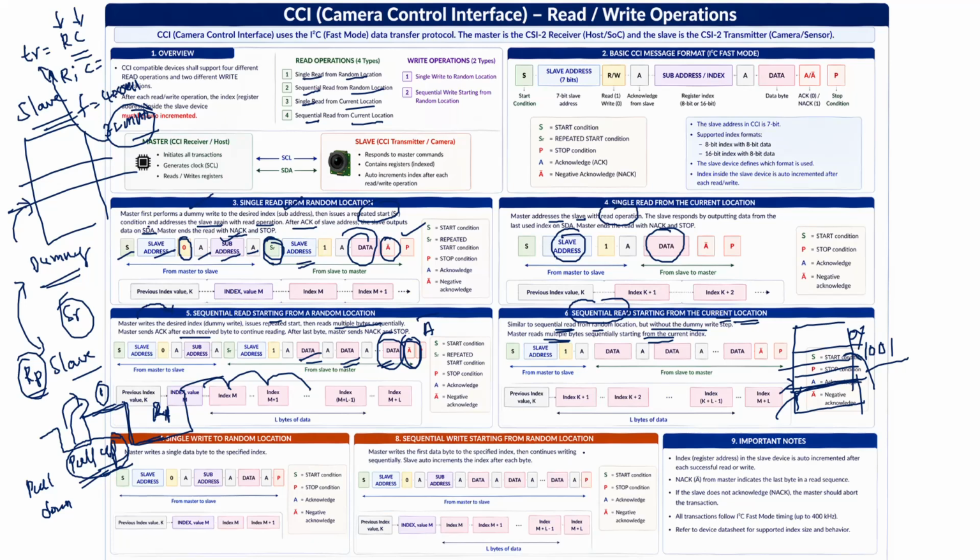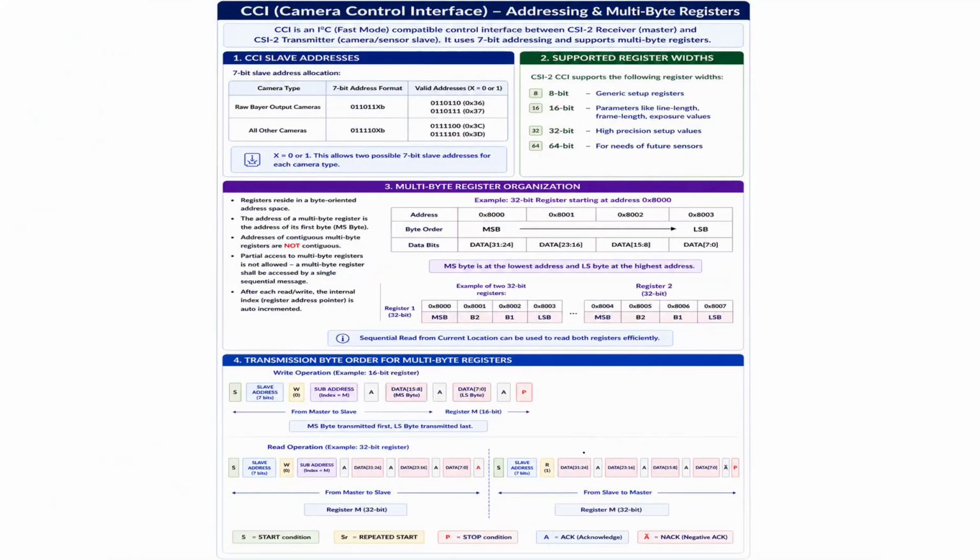So these are the write and read operations in CCI, camera control interface. Four read operations, two write operations. Okay, how will multi-byte registers be addressed in the CCI part? Same thing, whatever read operations and write operations we are doing in the CCI part.